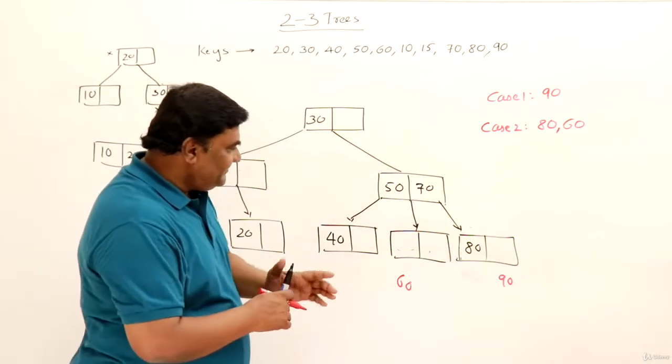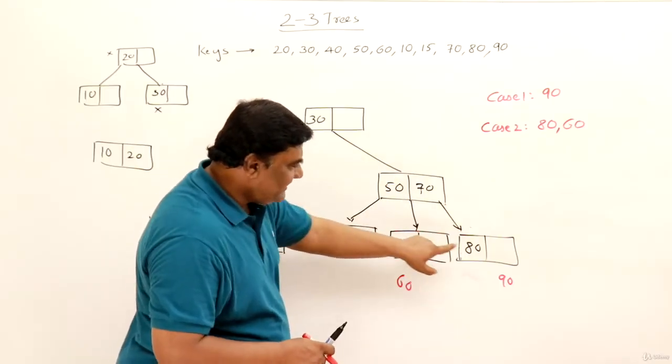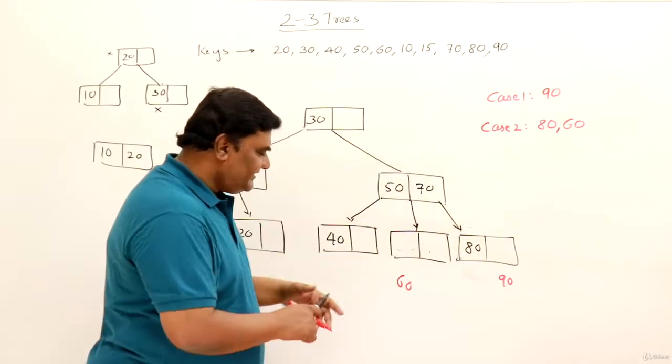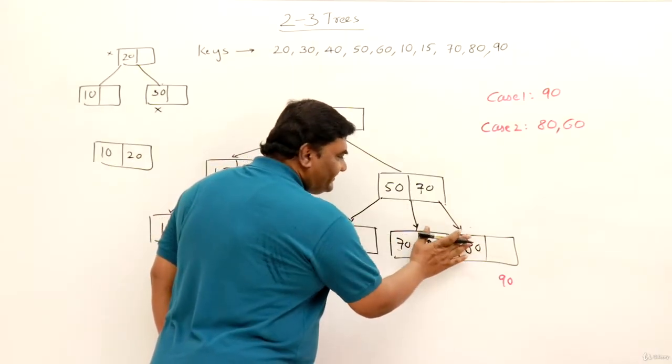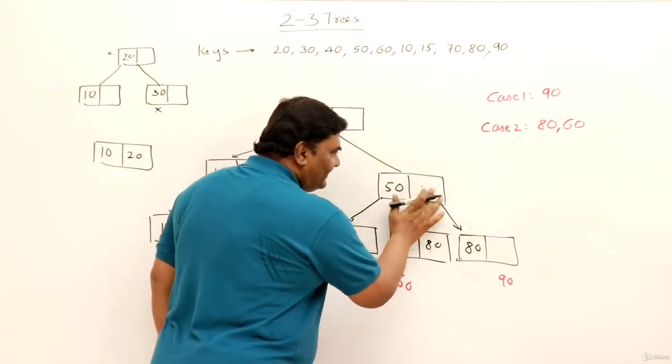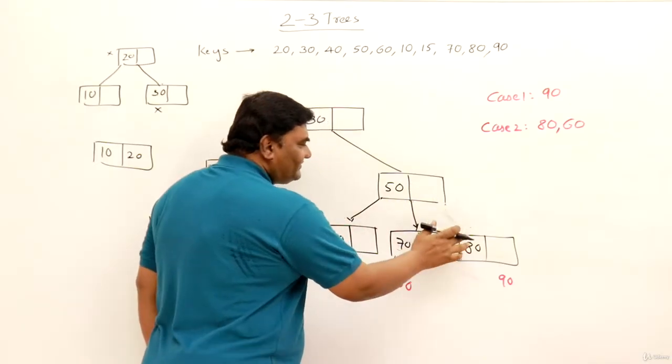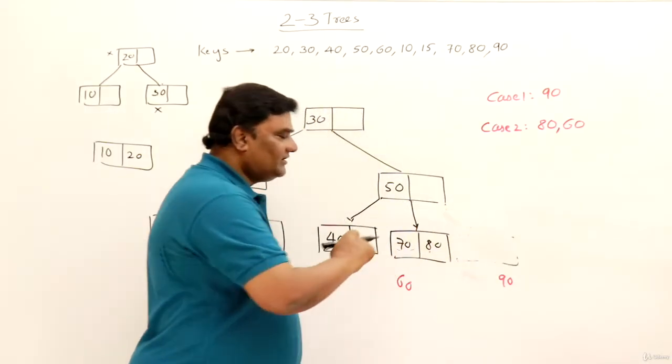If you join with right sibling, then 70 will come down and 80. They both together will be in this node. So it will be 70 and 80 and this node is gone, right? This node is gone and 70 is also gone. It looks like this.